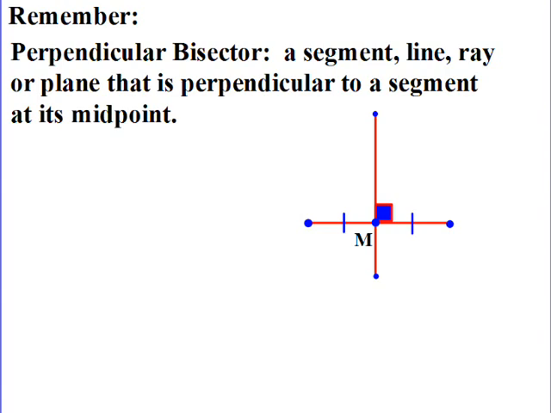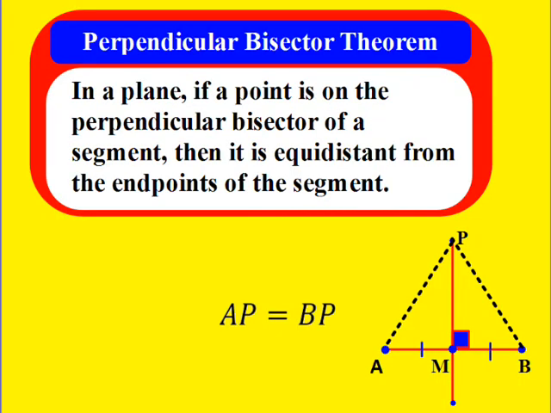Now we do need to remember some old words today, like the perpendicular bisector. This is a segment, a line, a ray, or a plane that is perpendicular to a segment at its midpoint. And what that means is that this segment is cut into two equal pieces. Now there is a theorem that goes along with this for us today. It's the perpendicular bisector theorem.